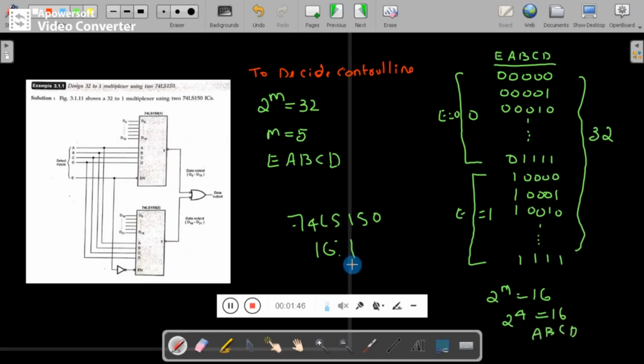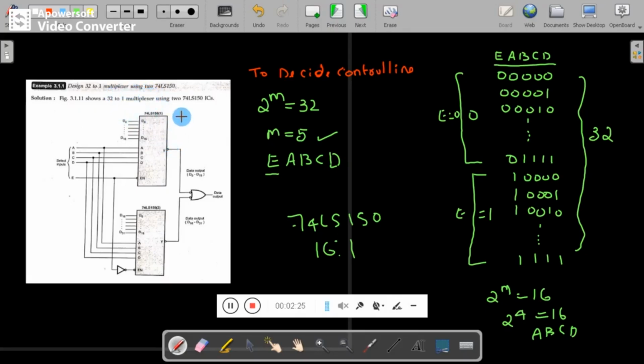But now using this 16:1 multiplexer, you have to design 32:1 multiplexer. So first decide how many control lines are required for 32:1 multiplexer. For 32:1 multiplexer, if we apply the same formula, we need 5 control lines. So let me call the fifth control line as E. So E, A, B, C, D. Now take the 16:1 multiplexer IC, which has got 4 control lines, and according to the problem statement, we have to use a 16:1 multiplexer to design 32:1 multiplexer.